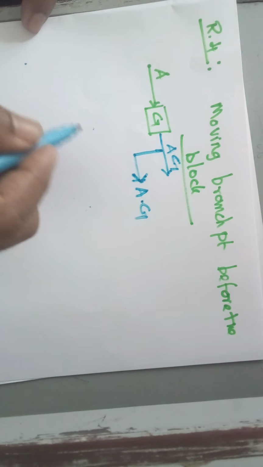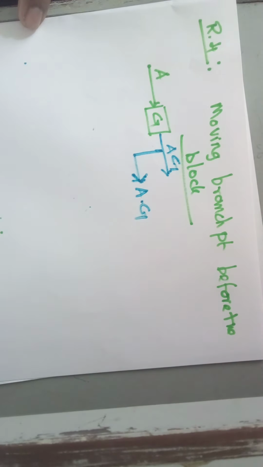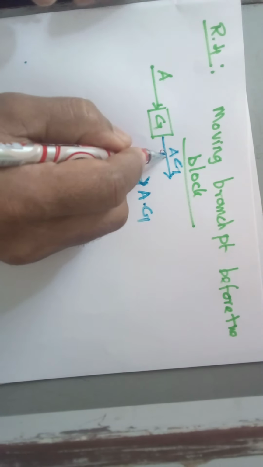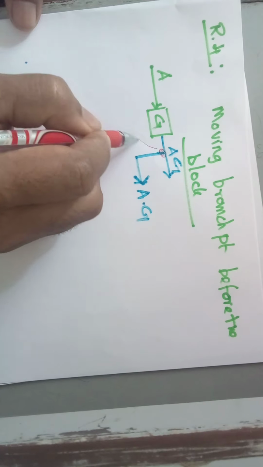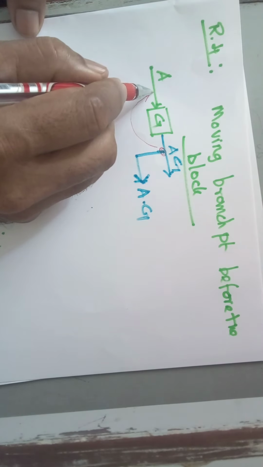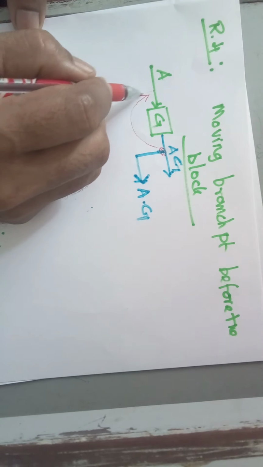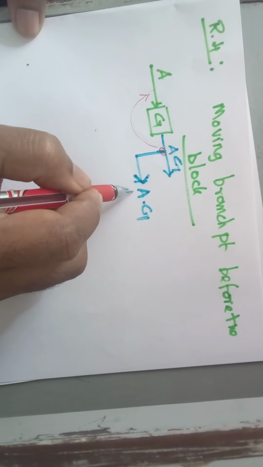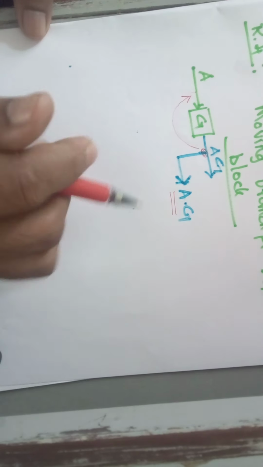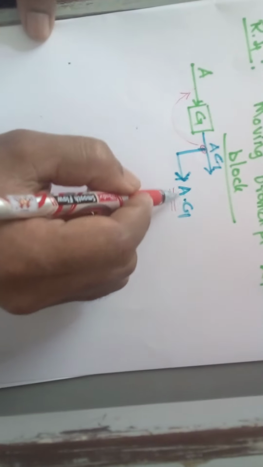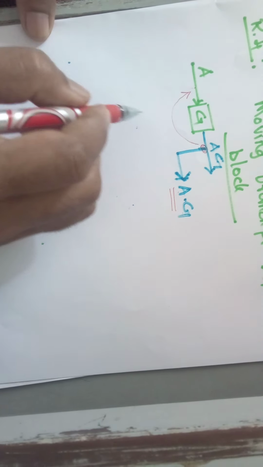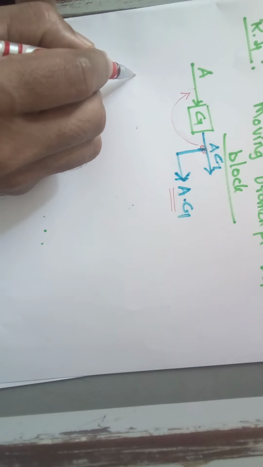Now I want to move this point. This is the branch point here, right? So I want to move this point before the block, right? But if you take the output from this point, you should get once again the output A into G. What to do, right? See here, the output is A into G. Suppose you take an output from this point, I am just illustrating the situation.